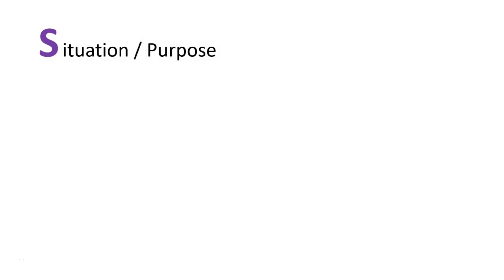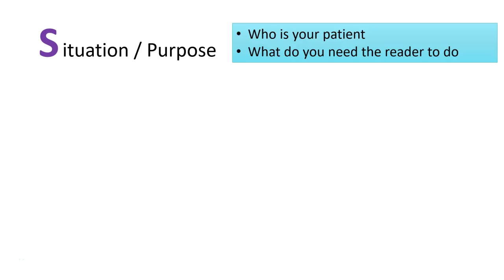First off, we need to explain the situation or the purpose of the letter. This means we need to introduce our patient, and we need to be very clear on what we want or need the reader to do. This is especially true of the post-August 2019 mark scheme, which gives us 3 marks specifically for purpose. Next we have the timeline. This is where we will show everything that has happened to the patient relevant to the reason of referral.